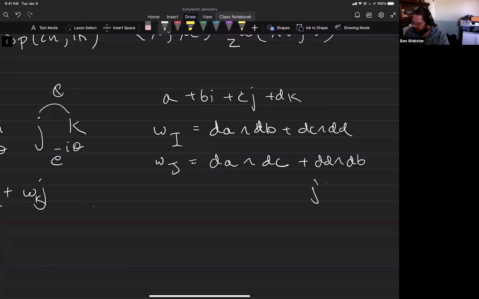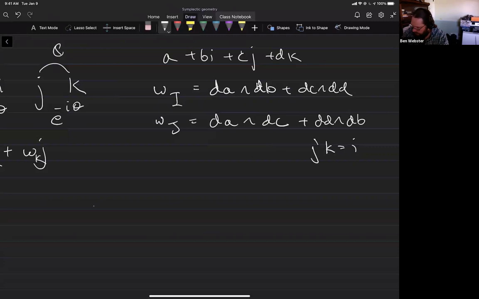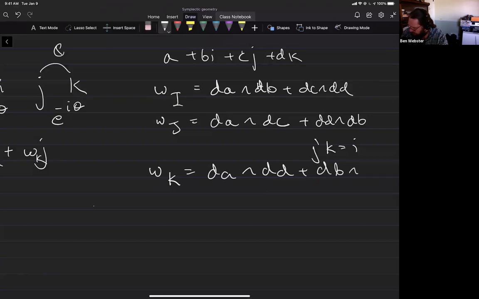And here I'm using the fact that j times k is equal to i. So if I want j to act like i on that set of coordinates, I should send k to 1 and i to i. And omega_K is equal to da wedge dd plus db wedge dc. The thing to note about these formulas is b, c, and d are permuting cyclically. It always comes up, these cyclic permutations. The way things always go in the quaternions is that everything stays okay if you permute the imaginary things cyclically.